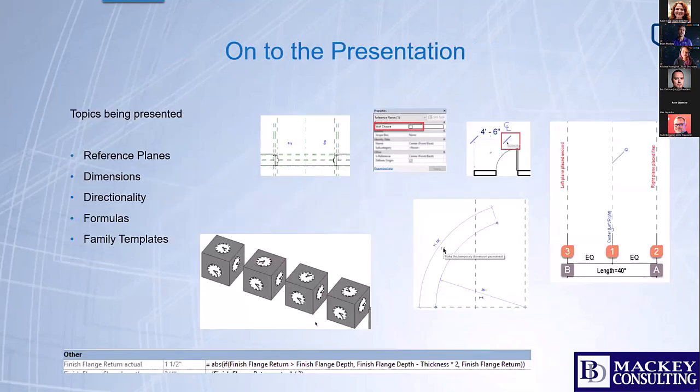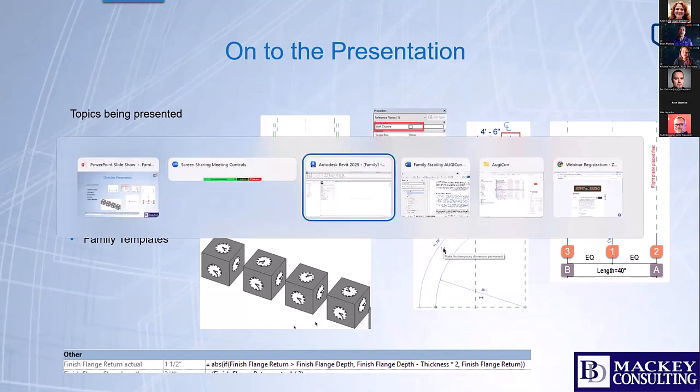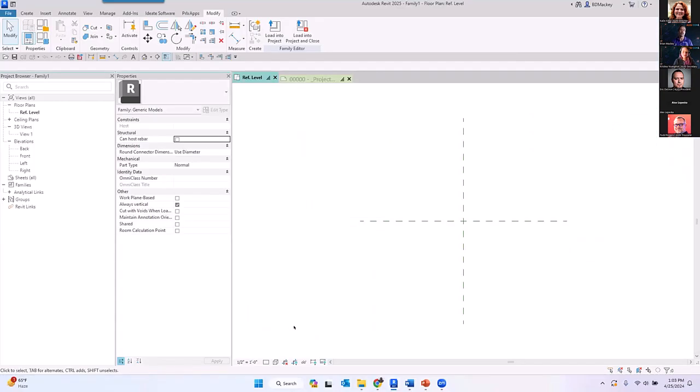So everybody knows about families, and everybody knows we jump into families. When I talk about family stability, one of the big things for me is reference planes. We've all heard about them: we need to use reference planes to create this. But one of the things I see most often overlooked are some of the nuances of even simple reference planes.